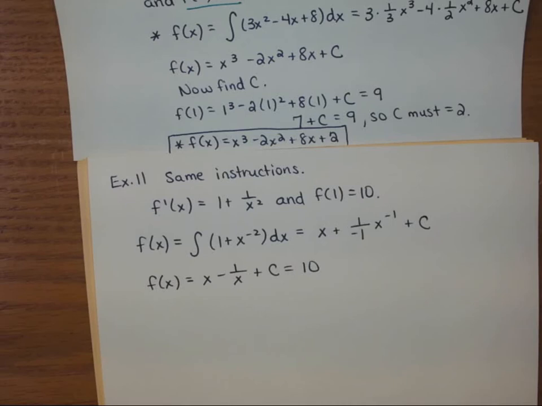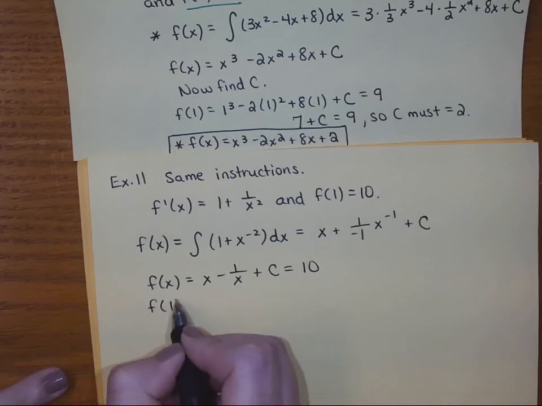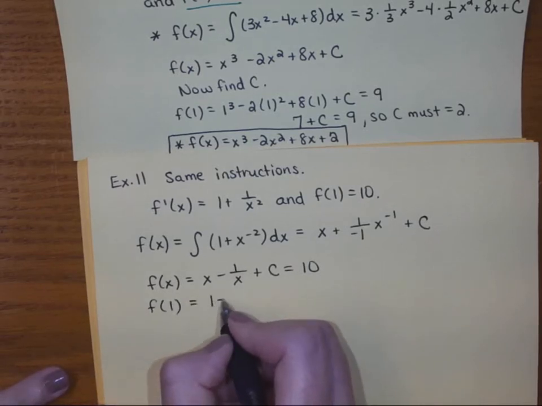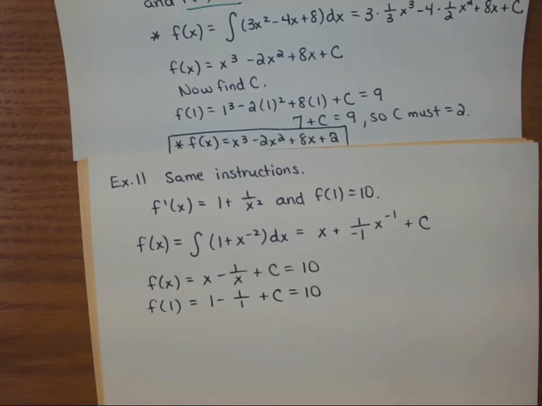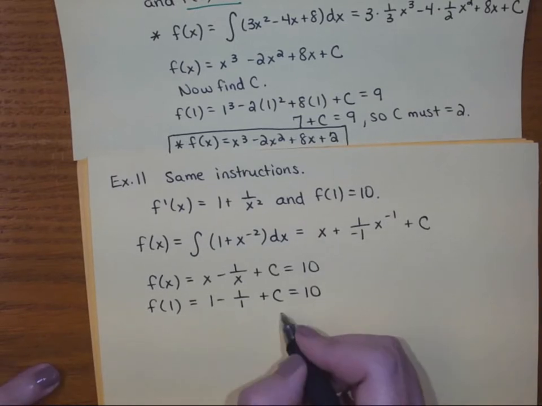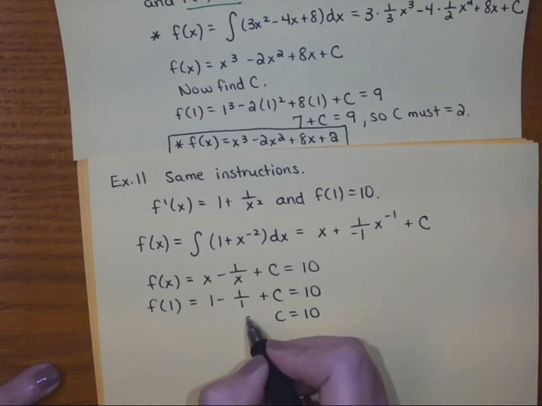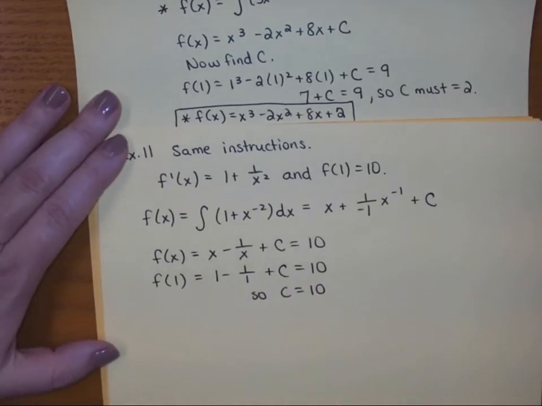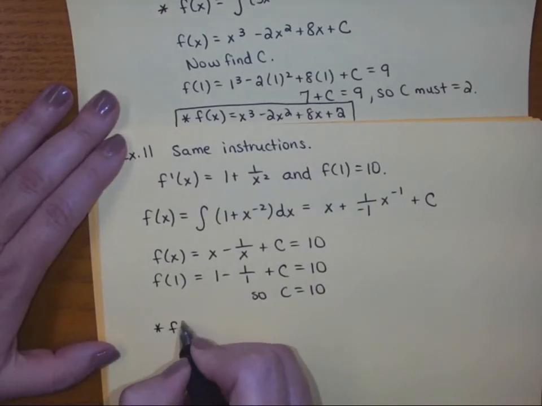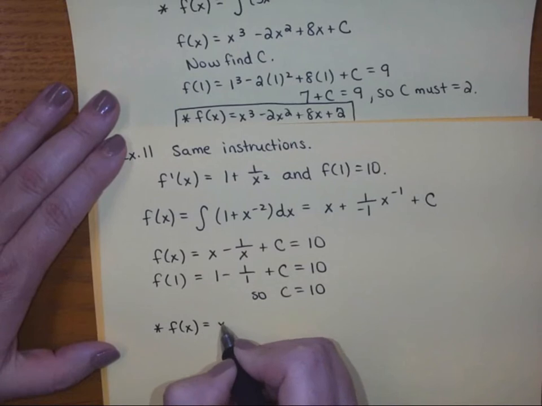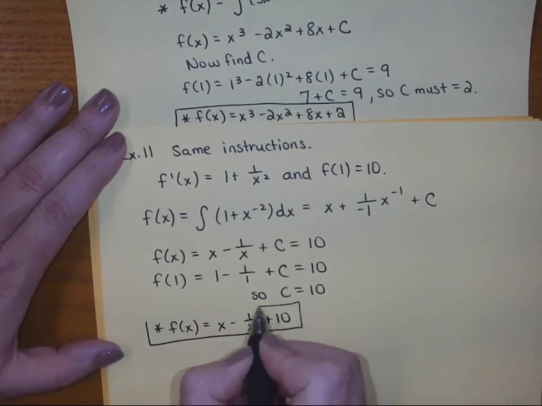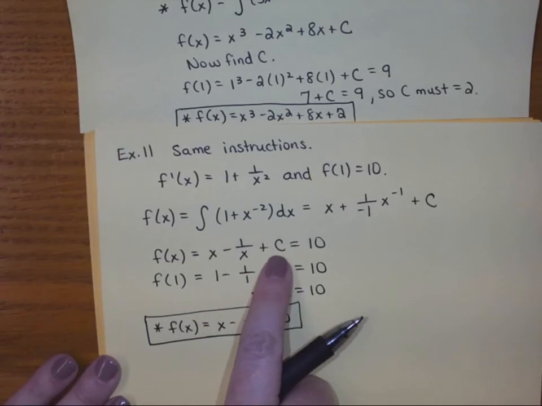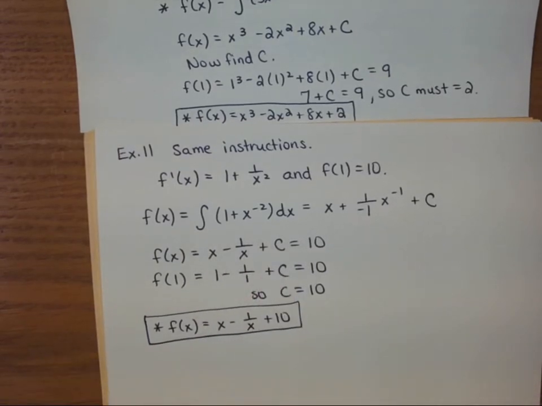So now let's test it and see. So if I do f of 1, then I'm going to get 1 minus 1 over 1 plus some number. I'm trying to figure out what that number is. Okay, equals 10. But notice these go away, right? So you're just left with c equals 10. So in the end, we get our final result for f of x is x minus 1 over x plus 10. Okay. Notice all I'm doing is rewriting this and sticking the c in that I found.